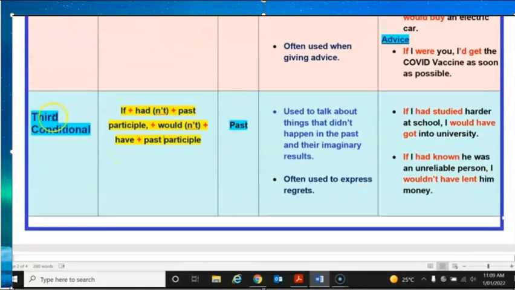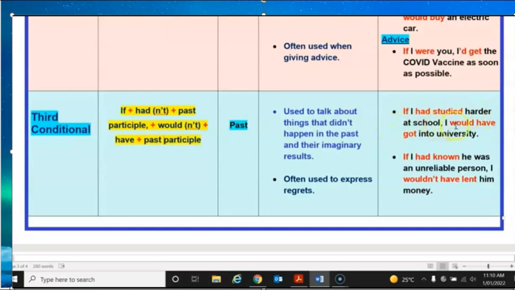Let's now focus on the third conditional. Now just note that the third conditional is the only conditional that we use to refer to things in the past. Zero, first and second we use to talk about the present and future, but the third conditional, we only use this one to talk about the past. So if we look at the form, we have if plus had or hadn't plus past participle, comma, would or wouldn't plus have plus past participle. We use this conditional to talk about things that didn't happen in the past and their imaginary results. And we often use this third conditional to express regrets that we have about the past.